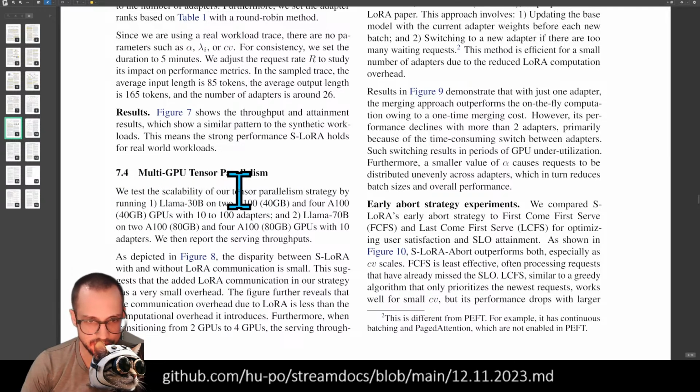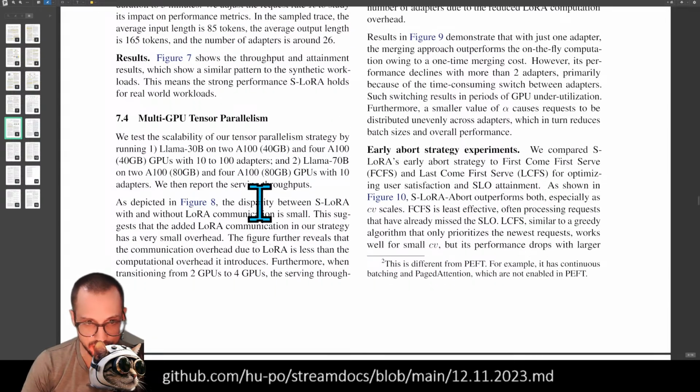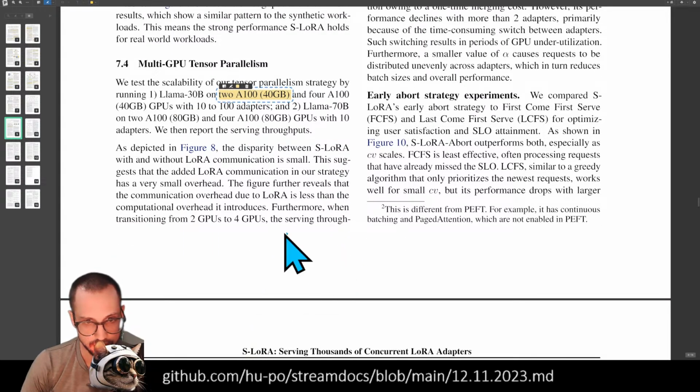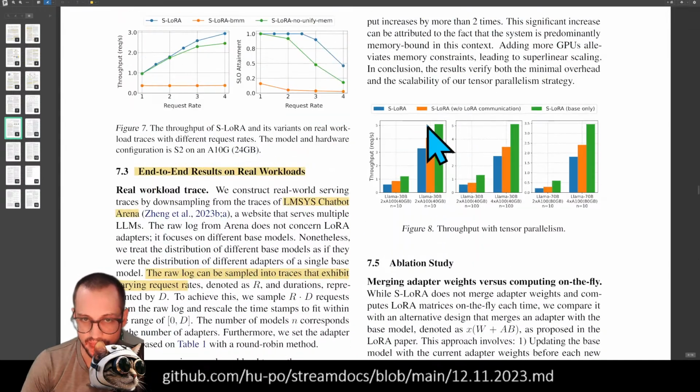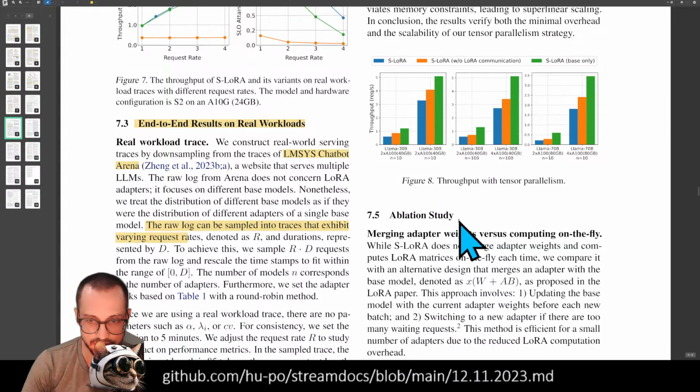We test the scalability of our tensor parallelism by running it on... Okay, so this was just one GPU systems. Now they have multi-GPU systems, so they have a Llama 30B that is split into 2 A100s and 4 A100s, and then a Llama 70B that's split on 2 A100s and 4 A100s with 10 adapters. Okay, what do we get from that? Still the best. Blue is the best.